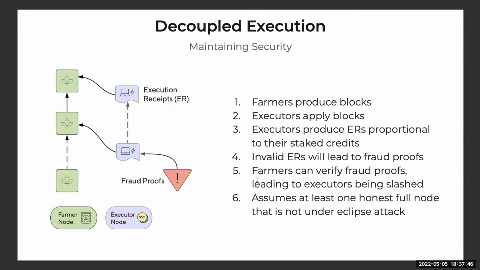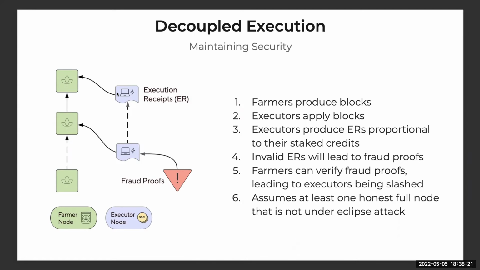Okay, and how is this secure? How does it actually work? So if we have the blocks which are produced by farmers, again, the farmers are just treating the transactions as opaque data. They're not actually trying to understand or read what these transactions do. They're just data to them. The executors are going to read these blocks. They're going to know how to interpret these transactions, and they're going to apply them to the state because they are maintaining the state as well.